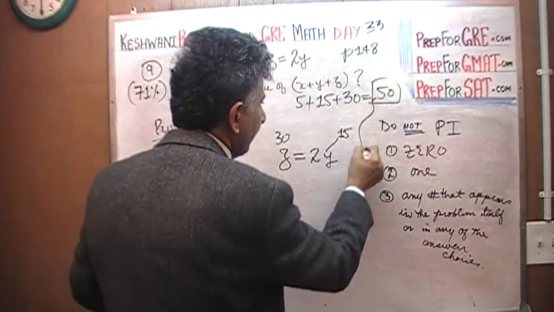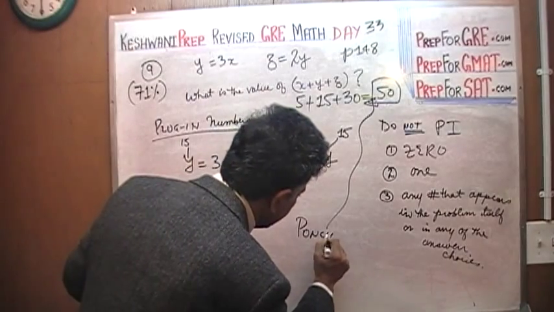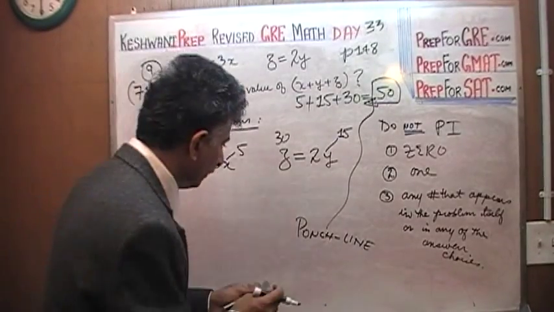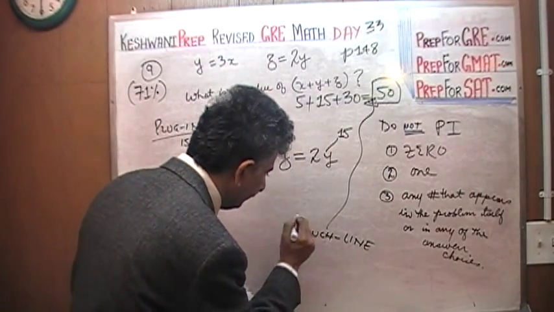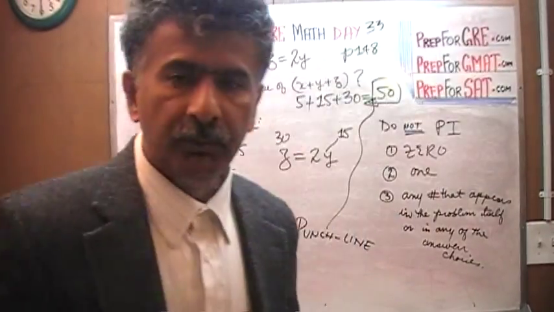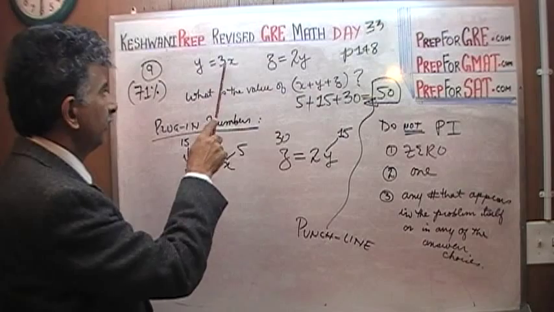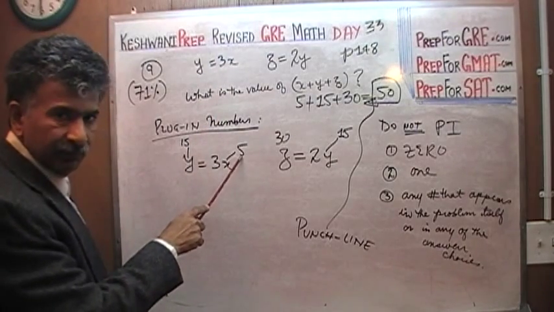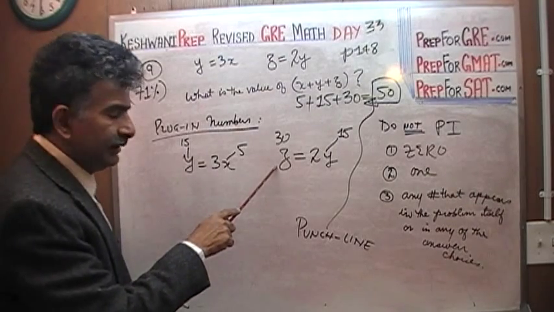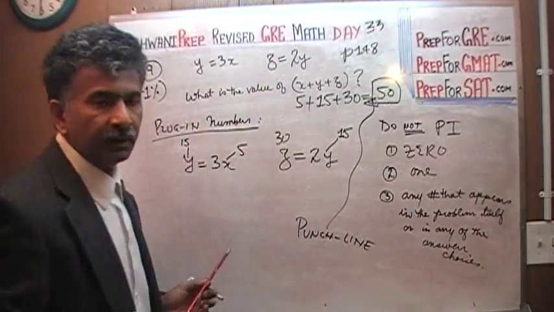This final answer that we arrive at, this final answer that we're looking for, is what I refer to as our punchline. This is a U, not an O. This is our punchline. So now what we want to do is go through all the answer choices. Listen carefully. We're going to go through all the answer choices one by one. Wherever we see x, we're going to replace it with 5. Wherever we see y in the answer choices, we're going to replace it with 15. Wherever we see z in the answer choices, we're going to replace it with 30, until we come across a quantity that gives us our punchline, 50.